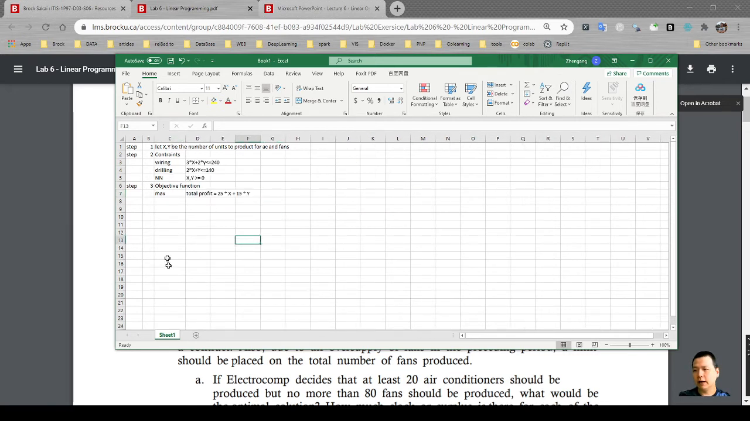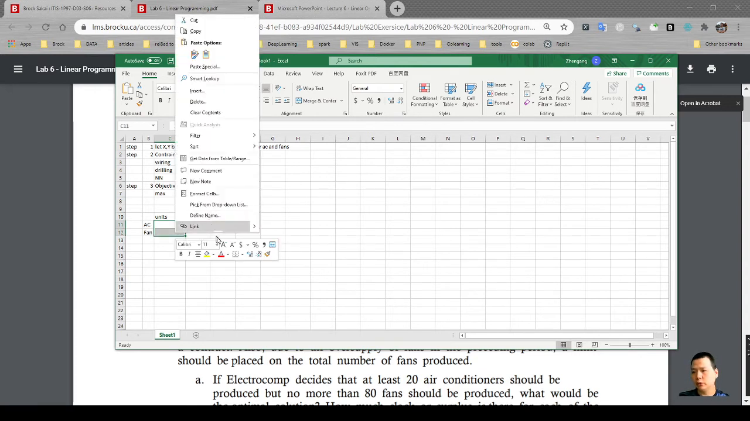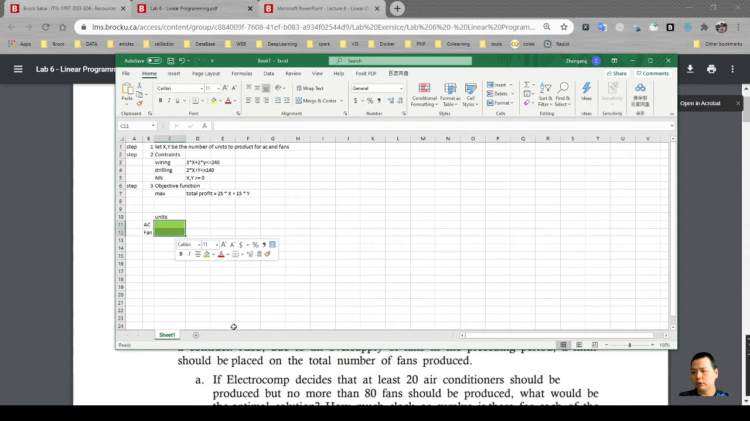After that, we need to create Excel functions to solve this problem. When we do that, it is the same as the steps. Let's say the first is units for AC, or you can say X. So these two are the decision variables. We want to make the decision on those. Before we get the values, we don't know them. So those are decision variables.